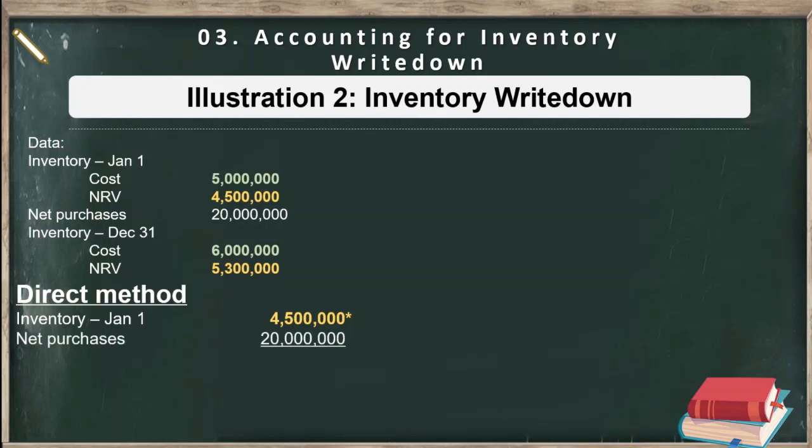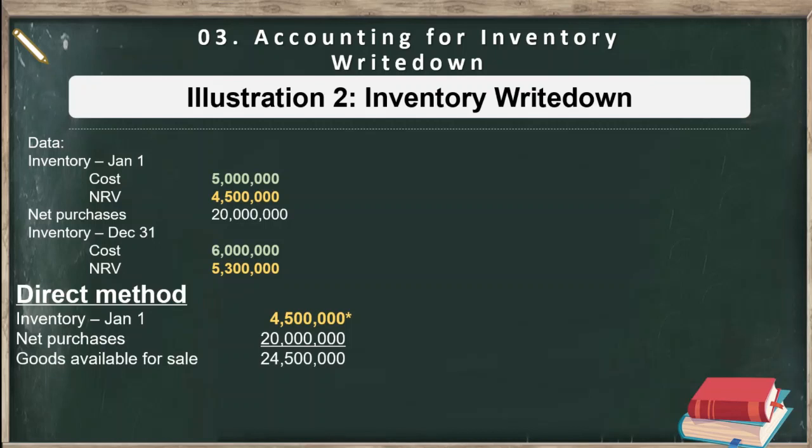So the inventory on January 1, according to the rule, we're going to use the LCNRV if we're using the direct method. That's why the inventory on January 1 is the lower between the January 1 balance. So this is the amount that we're going to use because this one is lower. The net purchases will be the same.